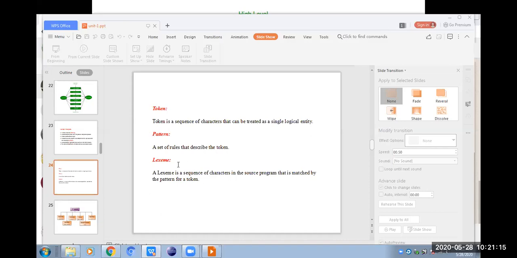And one more important definition is Lexeme. What does Lexeme mean? A Lexeme is a sequence of characters in our source code which match the pattern of a token. First remember the definition. I will show you clearly in the program what a Lexeme is.